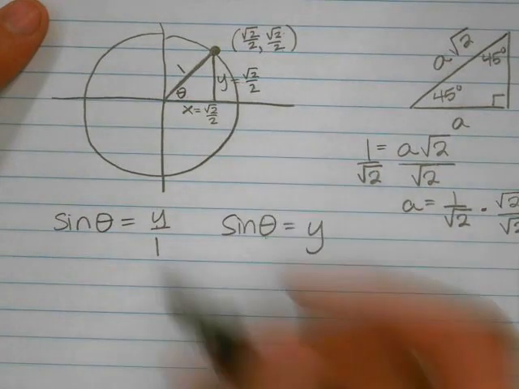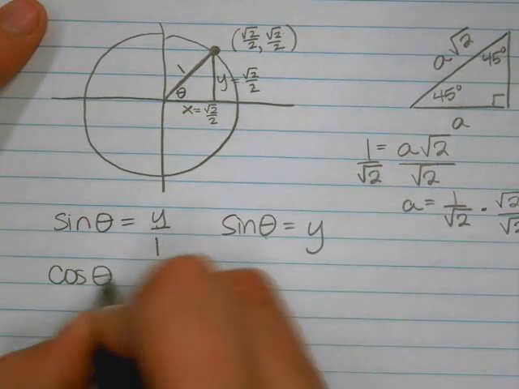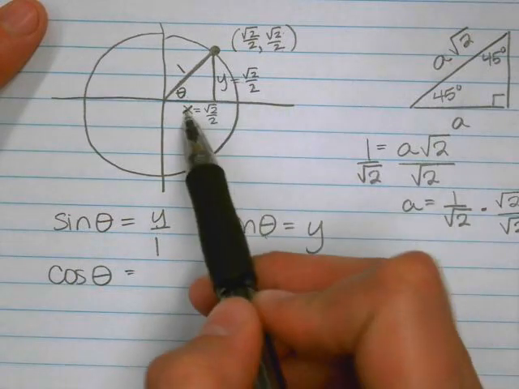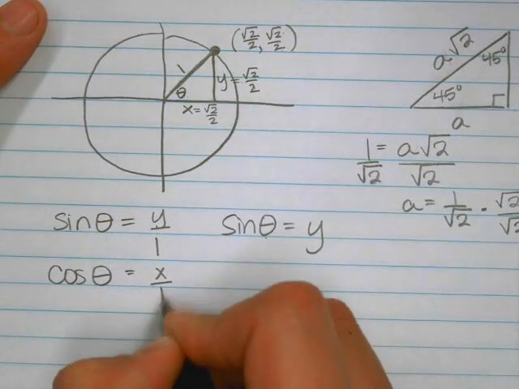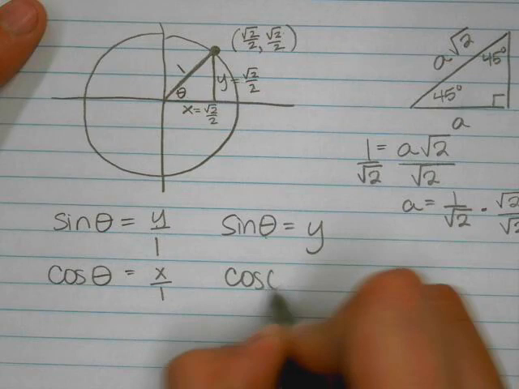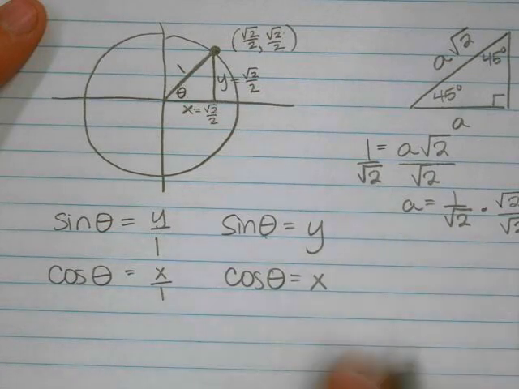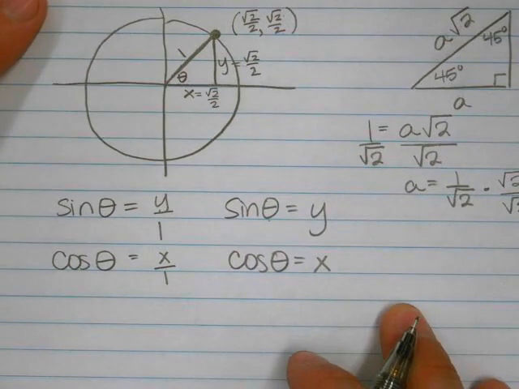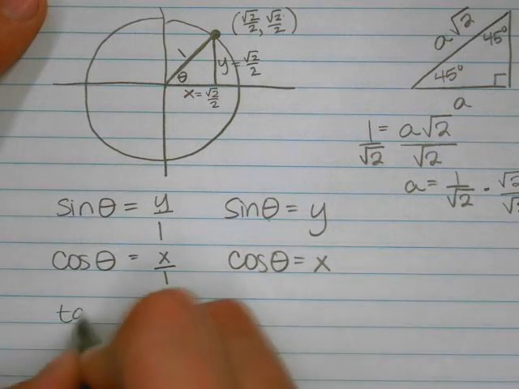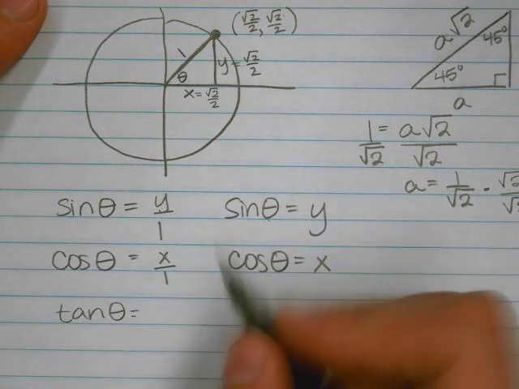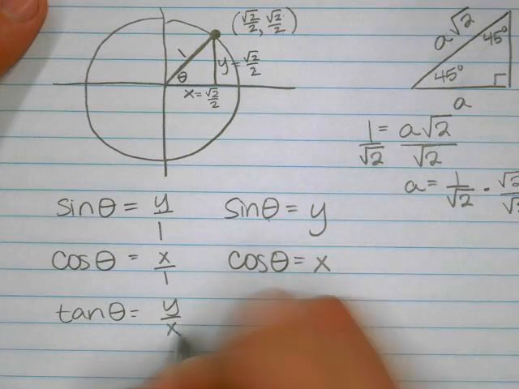We can also look at cos of that reference angle, and we're going to get adjacent divided by hypotenuse. And so that means that the cos value there is whatever the x-coordinate happens to be. And then tan of that reference angle, opposite over adjacent, would be y divided by x.